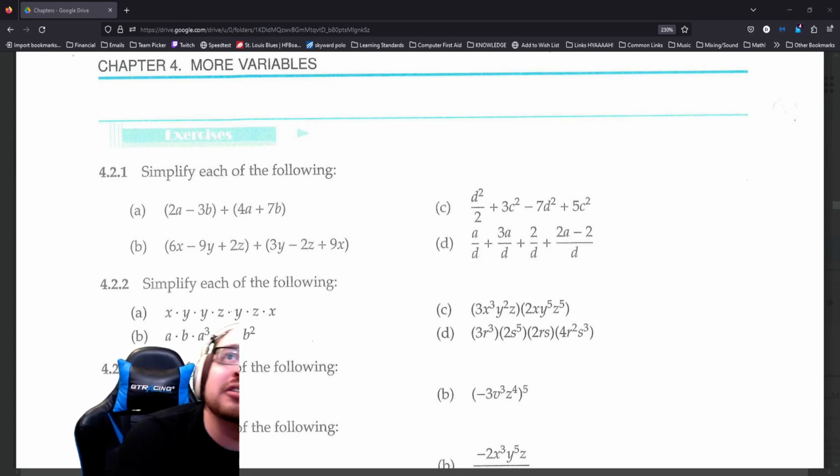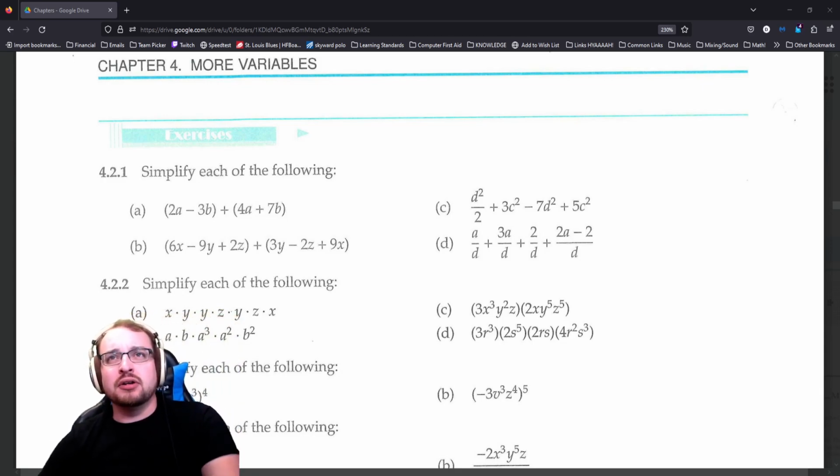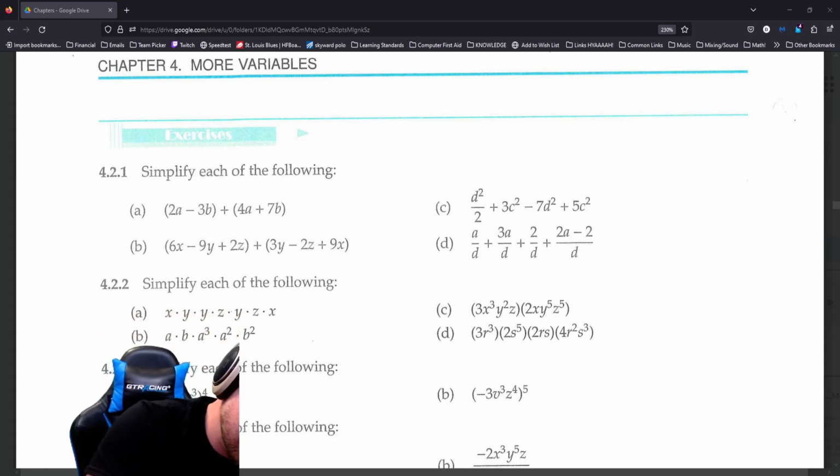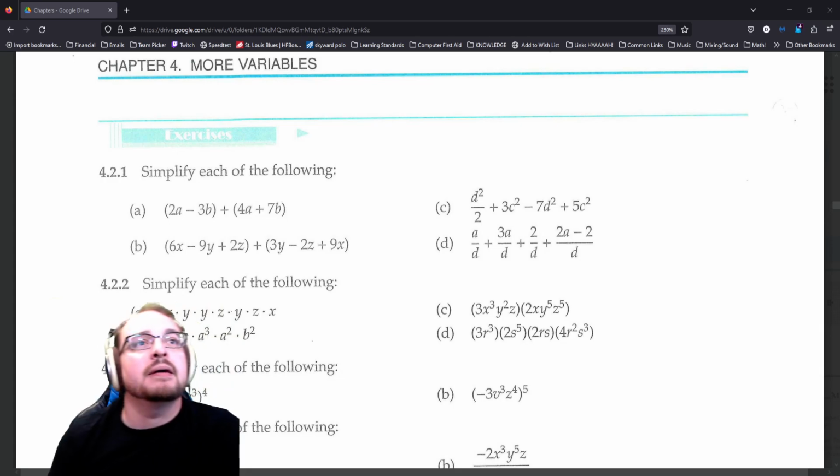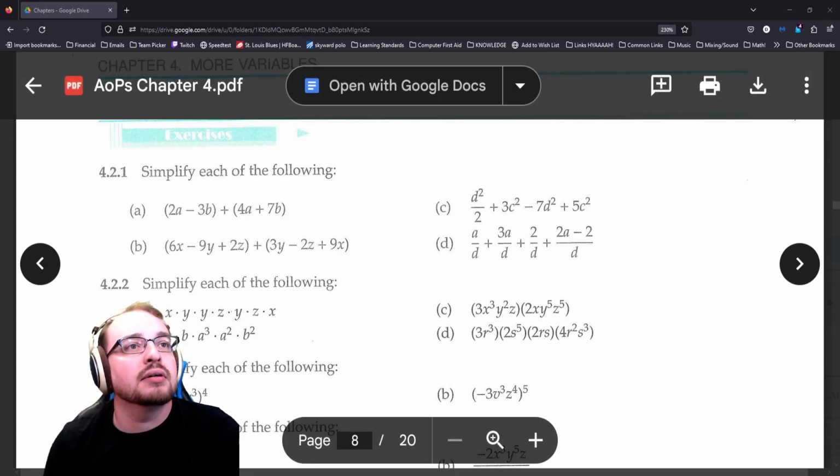And the hard part about C is not the 3c squared and the 5c squared. Let me write that out. Whoops, that's a 2. Let me copy this down and then we'll switch. Minus 7d squared plus 5c squared. All right, let's take a look at this.